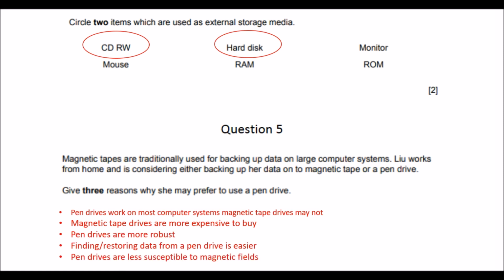Then pen drives are less susceptible to magnetic fields. Now, easier to carry around, more portable when you are using a pen drive. I think only 3 points are needed, you can give any 3 points from here, but I give many so that you can choose any one you easily remember.